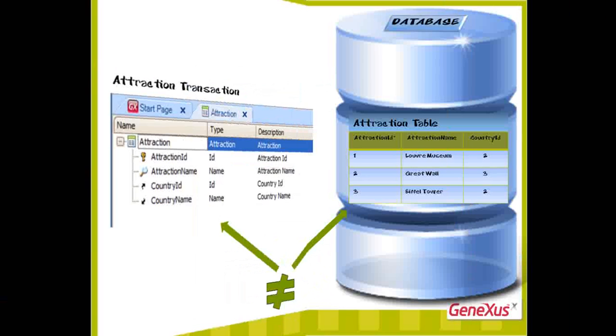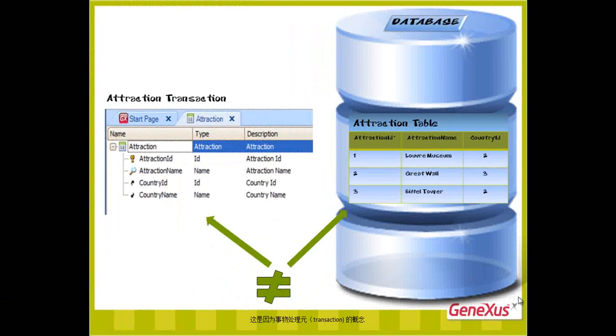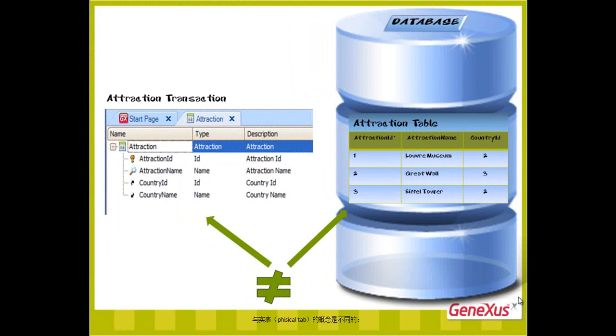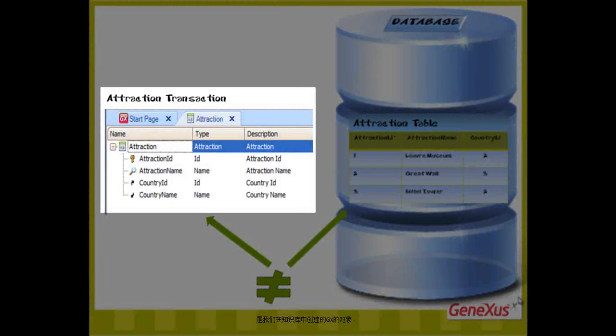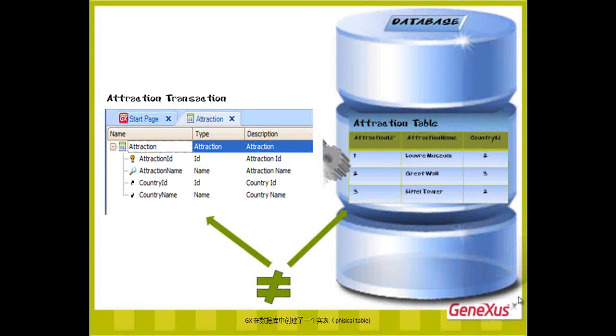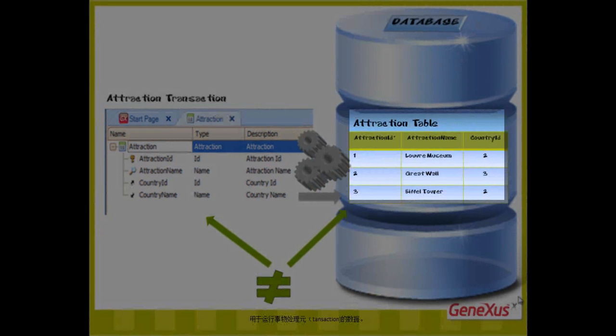This happens because the transaction concept is not the same as the physical table concept. Remember that transaction is the Genexus object that we created in the knowledge base to represent an object or actor of reality, and examining it, Genexus creates a physical table in the database to store the data that will be entered when executing the transaction.